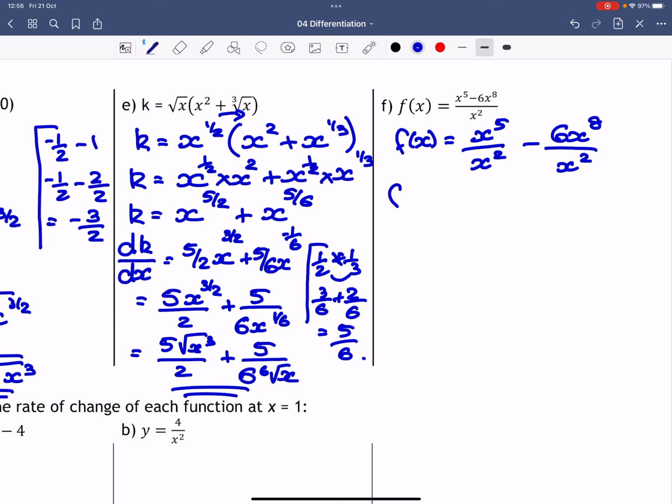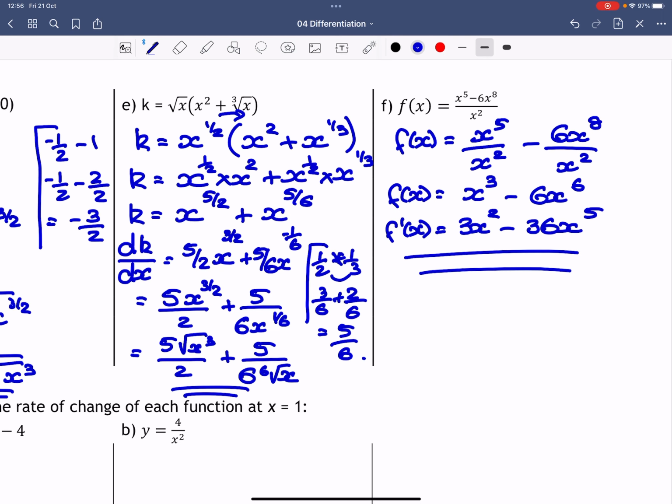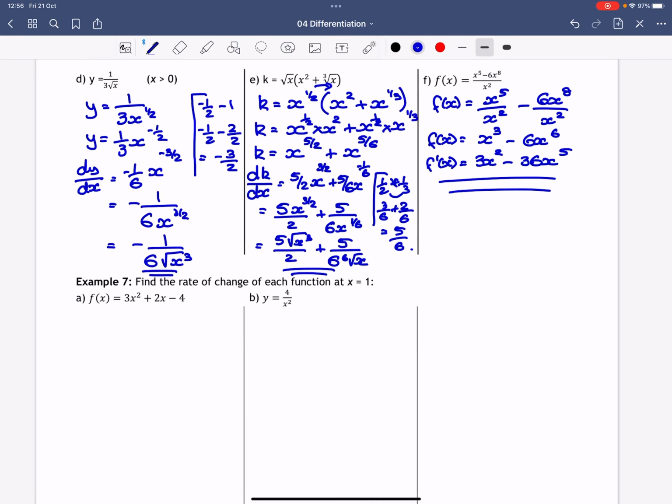So that'll be f of x is equal to, and for this I'm going to use law 2 of indices. When I divide my bases, I subtract my powers. So it'll be x to the power 3, 5 take away 2, minus 6x to the power of 6. Now I can differentiate. So f dashed x is going to be 3x squared minus 36x to the power 5. And that's us for basic differentiation.